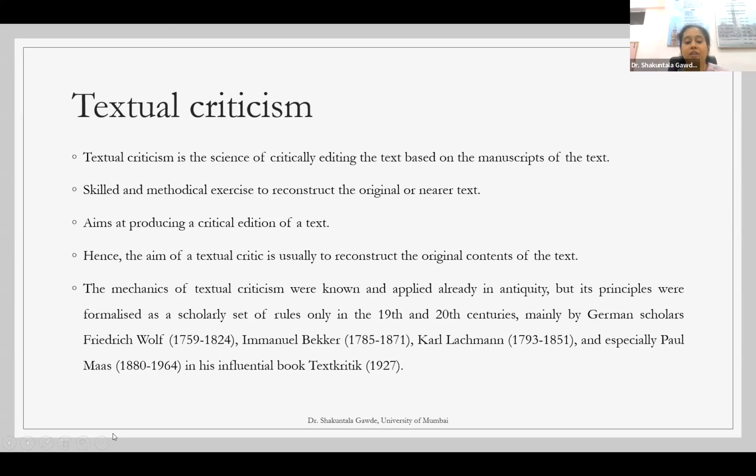We have a critical edition of Ramayana, critical edition of Mahabharata. They are the examples of the critical edition. They have set the critical apparatus.